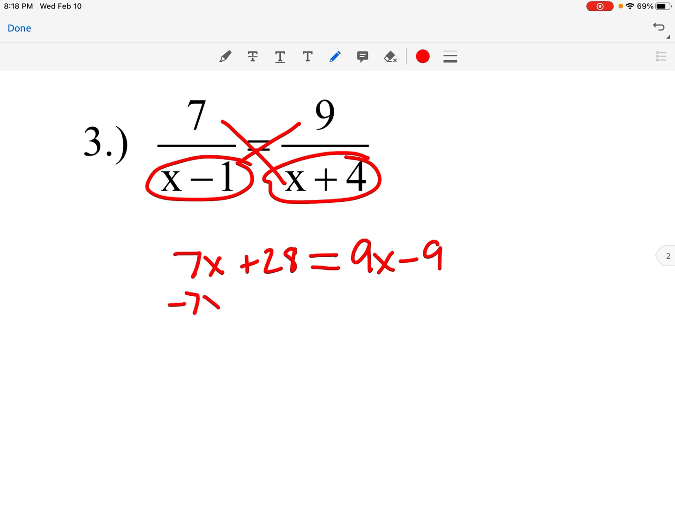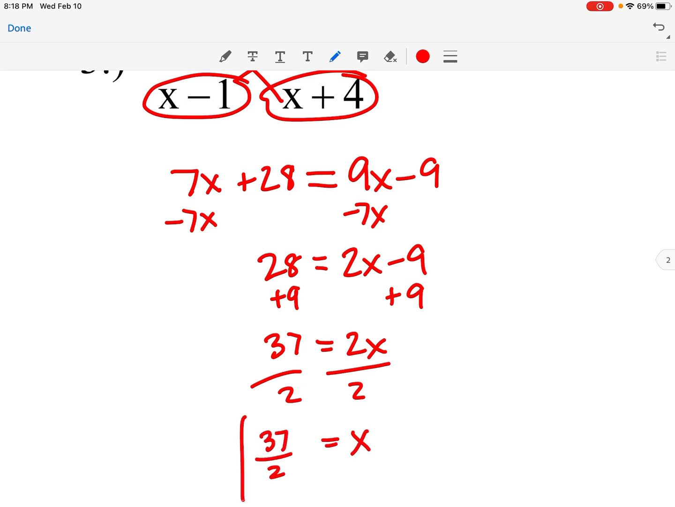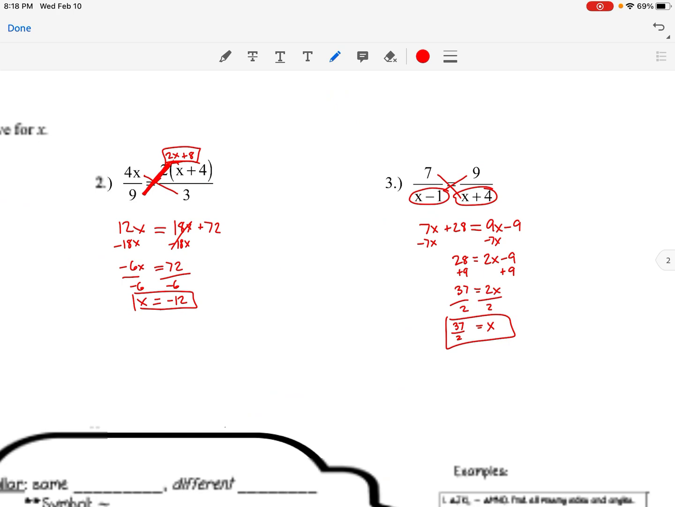I'm going to move my 7x so I can get my x's together. And then I can get the x by itself by moving the 9. So that would give me 37 equals 2x. Divide by 2 to get the x by itself. This doesn't simplify either. You can give me a decimal or you can leave it as a reduced fraction, which is 37 over 2. So that is how we solve proportions.